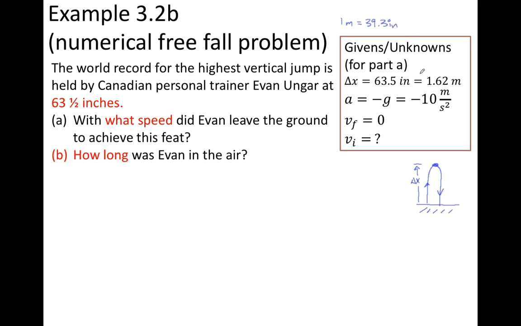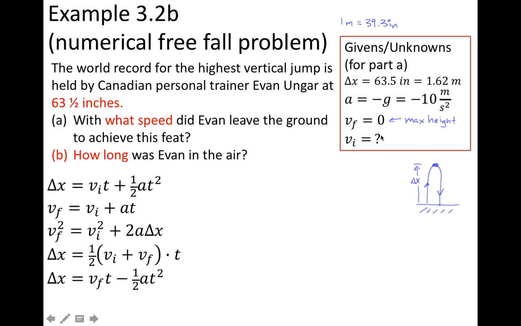That conversion factor is on your equation sheet. We also know that Evan's final speed or final velocity is 0, and we know that because when he's testing his vertical jump, he's testing how high he can go, and that 63.5 inches is his maximum height. At turning points, objects have 0 velocity. And the question asks, what's the initial speed or initial velocity?